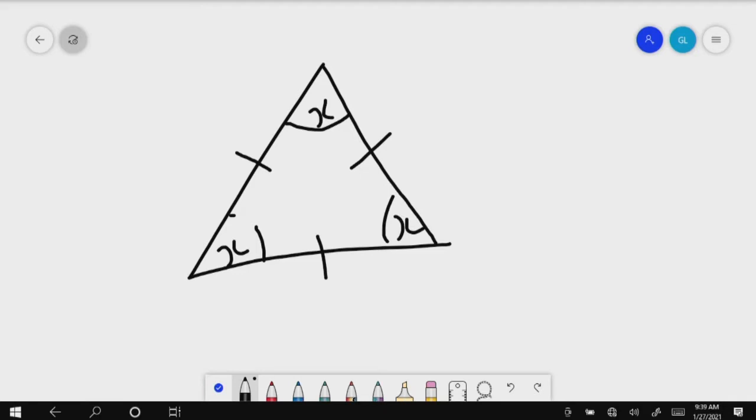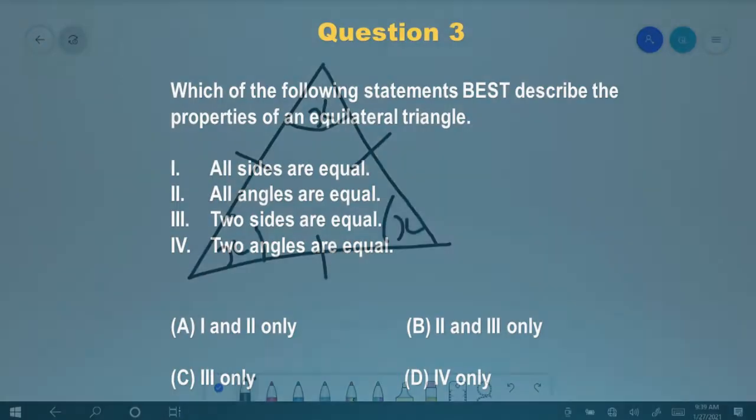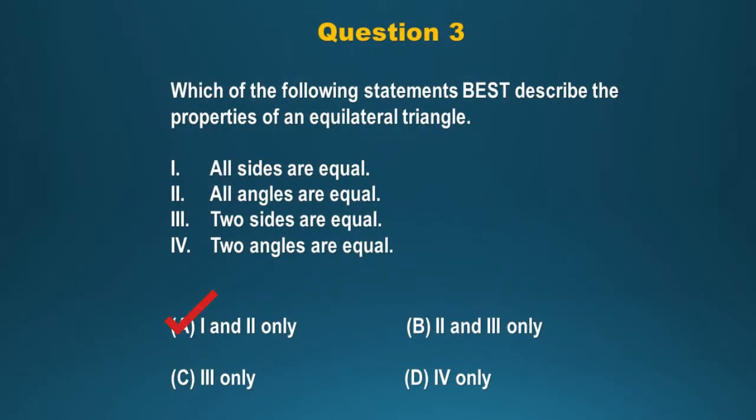Do we know any other property at this moment of an equilateral triangle? No. Hence, going through the options, for an equilateral triangle we know that 1, all the sides are equal, and 2, all the angles are equal. Hence, our solution would be A.